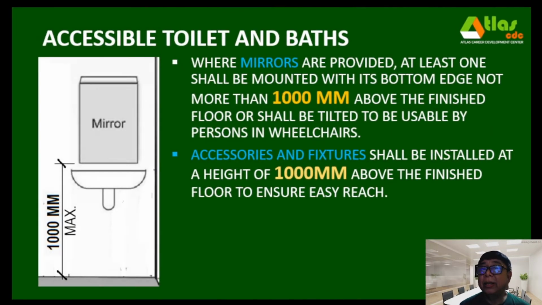And where mirrors are provided, at least one shall be mounted with its bottom edge not more than 1 meter above the finished floor and shall be tilted to be usable by persons in wheelchair. Any accessories and fixtures shall be installed at a height of 1 meter also above the finished floor to ensure easy reach.